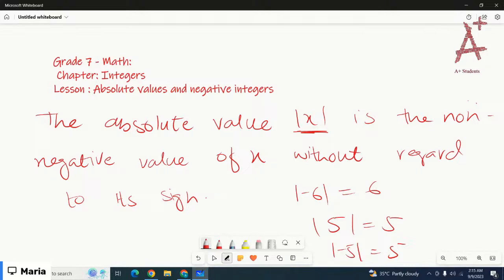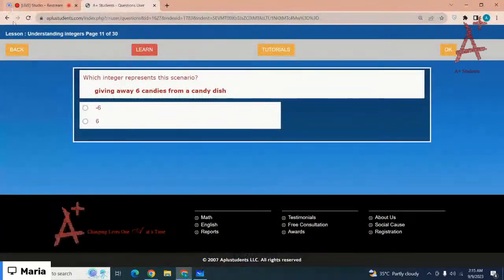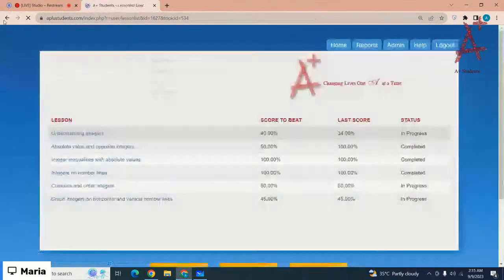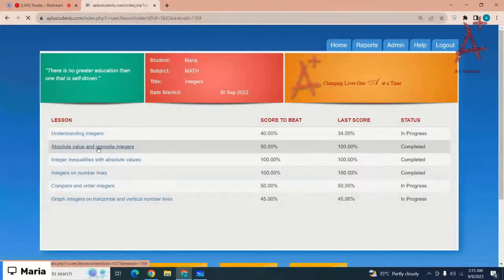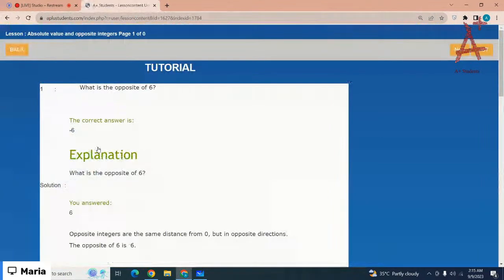Okay, let's just start with the examples. Absolute values and opposite integers. Opposite means the opposite, right? If you are given a positive number, the opposite is negative. If you are given a negative number, the opposite would be positive, right?